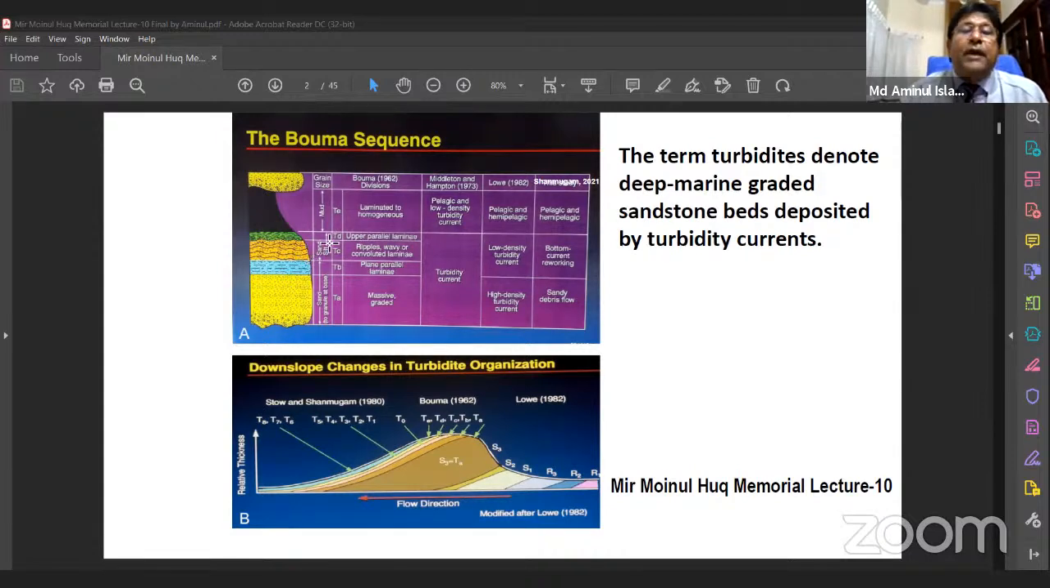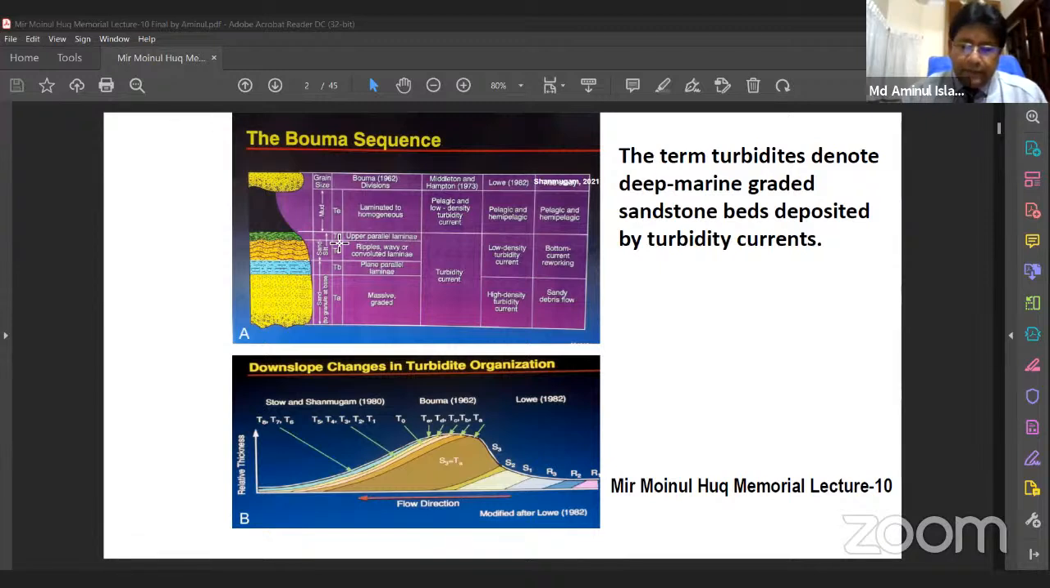Here you can see five divisions of turbidites, TA, TB, TC, TD, and TE. This kind of Bouma sequence needs a complete turbidity flow. We may not always see a complete Bouma, but there can be a partial Bouma. Sometimes people mix up turbidite with other types of deep water sediments. Actually, turbidity current is a part of the whole flow dynamics. That's why a lot of controversy has existed over 70 years.